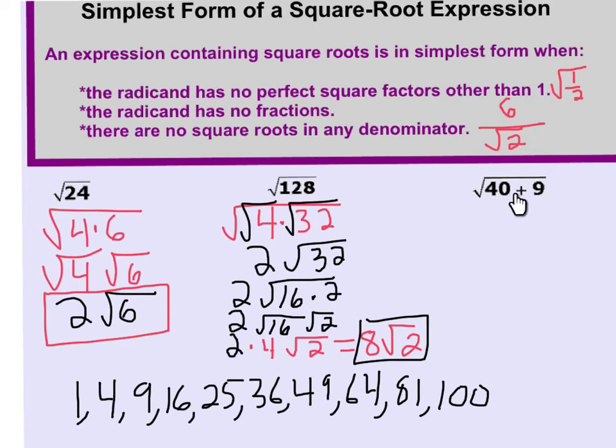All right, on this problem, before I start, I can add these together. It's like a parenthesis. So what's 40 plus 9? And 40 plus 9 is 49. Now, can I square root 49? Yep, the square root of 49 is 7. So this answer is just 7.